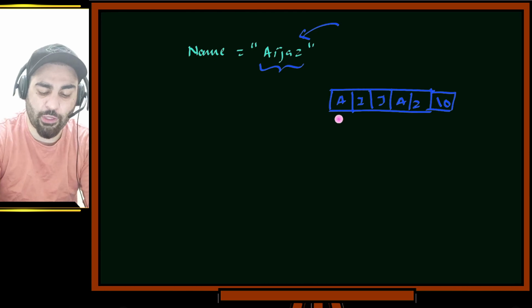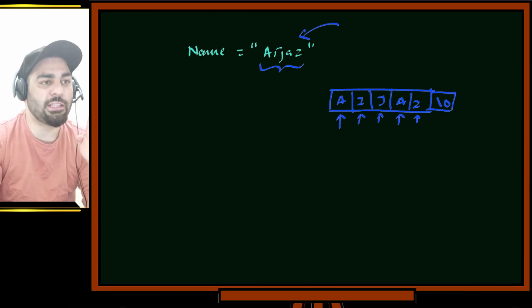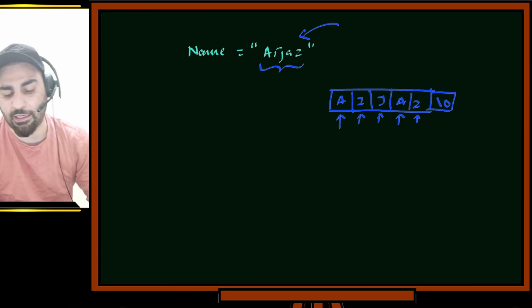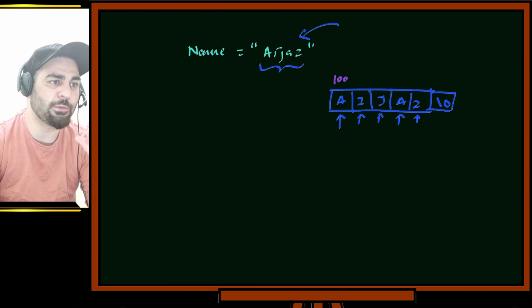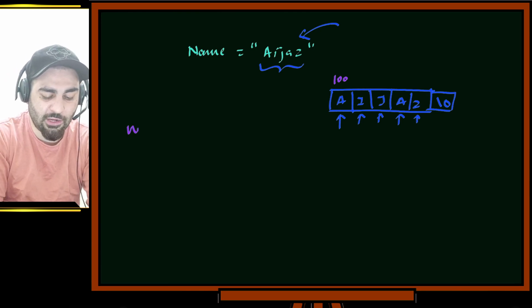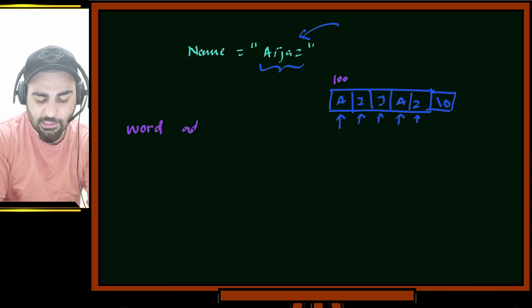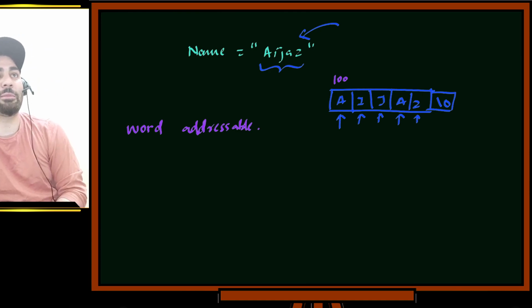If you print the location of individual characters over here, you will see that this order is respected. Let's suppose this has address 100. Let's suppose one of these characters takes 4 bytes, and memory is something called word addressable. Let's also have a discussion on this, what is word addressable, so that you get an idea of what I mean by this.